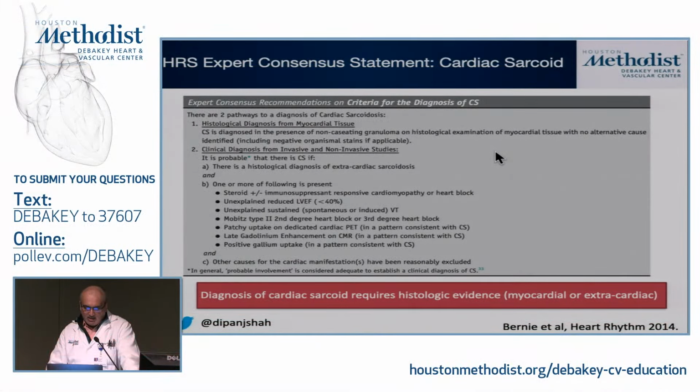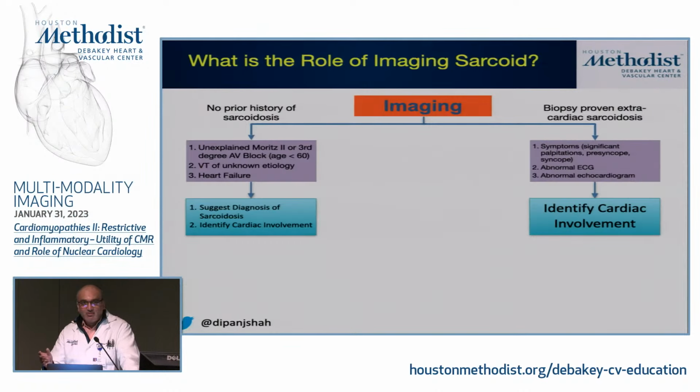On the flip side, I think they stress the importance of having some histologic diagnosis of sarcoidosis, whether it's in the tissue or extracardiac, and then you find some evidence of cardiac involvement. So I think the key thing to always remember is you want to try to make a diagnosis first, then look for cardiac involvement, right? And there may be cases where cardiac involvement may trigger you to search for sarcoidosis.